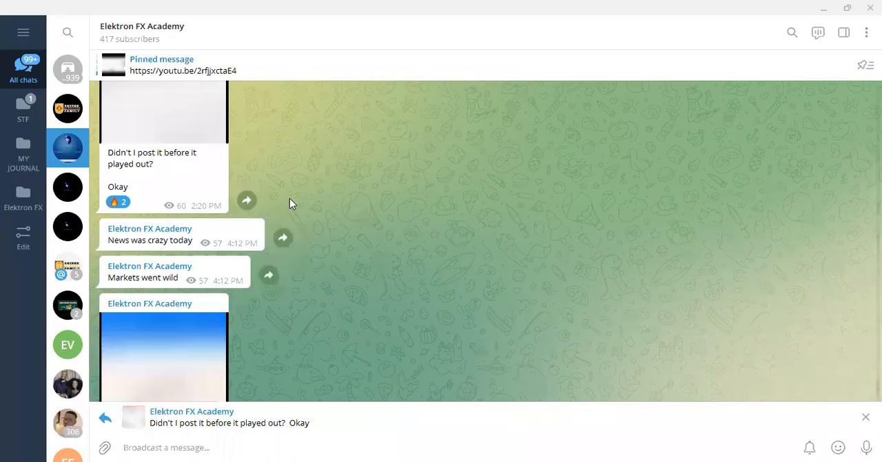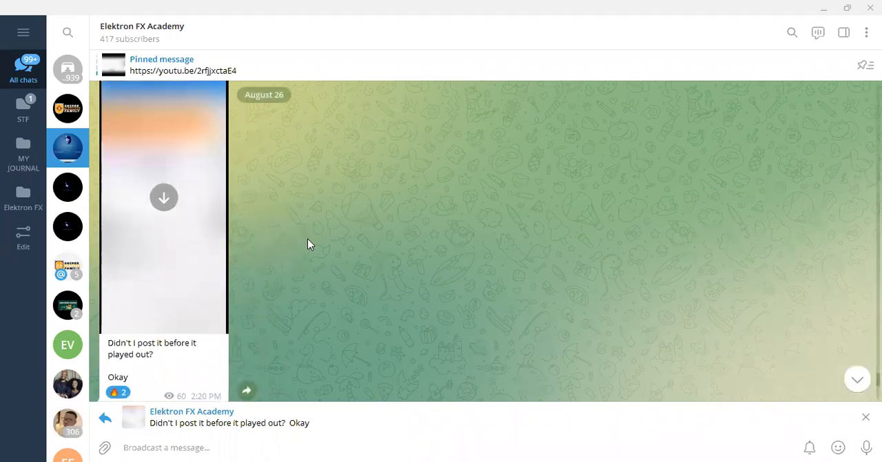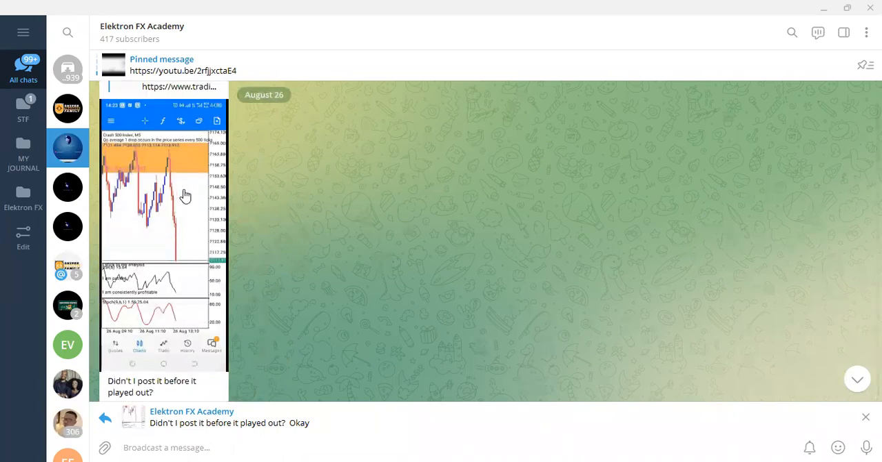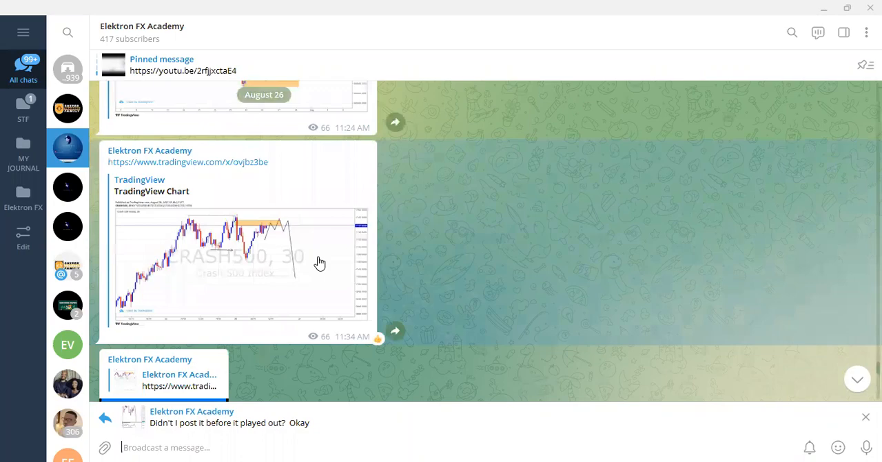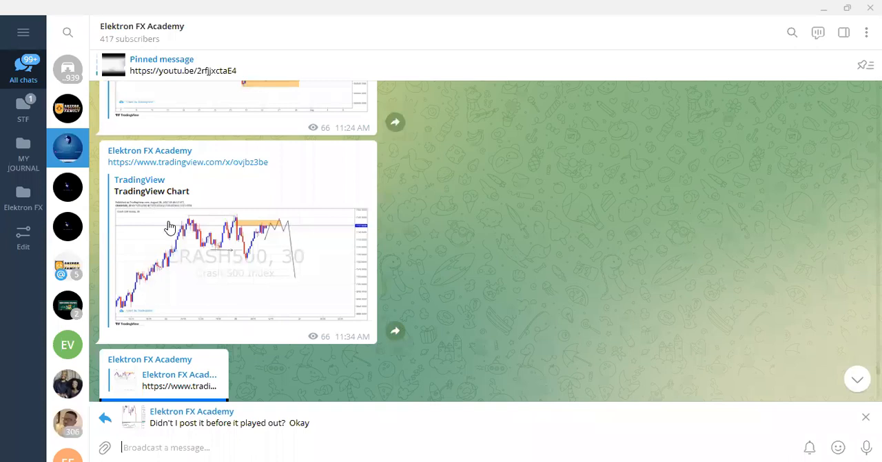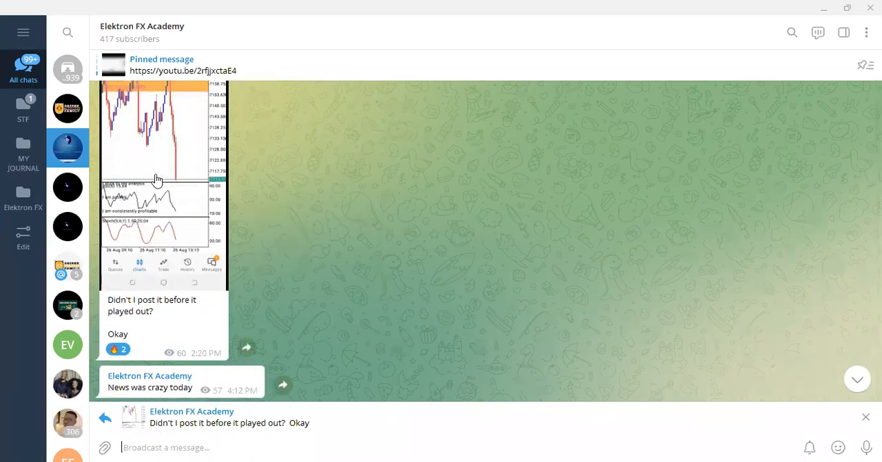All right, so this is my Telegram channel, and you could see that this was a trade idea. This was when I called the trade. You can see I posted a TradingView Deriv screenshot before it happened. Look at the timestamp here: 10:38 UTC, which is GMT. So by 10:38 this was when I called the trade. I posted it before it played out, and by 2:20 p.m. it panned out, right?